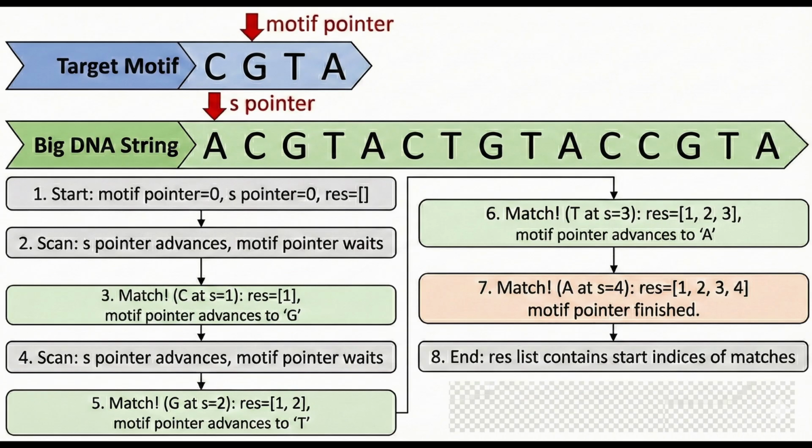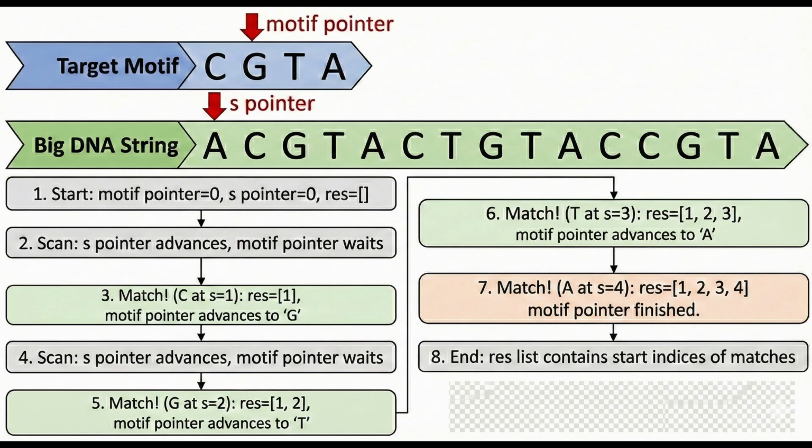The logic is simple. We move through the big string one letter at a time. If the letter we land on matches what we need, we save the location and move our motif pointer to the next letter in our target word. We never look back, which makes this algorithm incredibly fast.